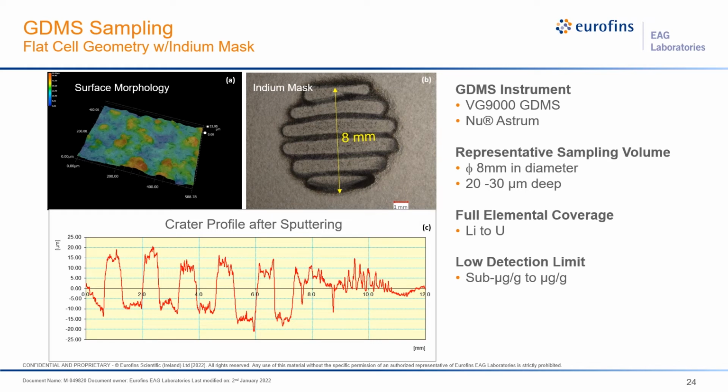So here are actually the parameters we're using. We're using both GDMS instruments, VG9000 or New Astrum. And the representative sampling volume is 8 millimeter in diameter and 20 to 30 micron in depth. And it has full elemental coverage with detection limits in the sub-ppm to ppm levels.